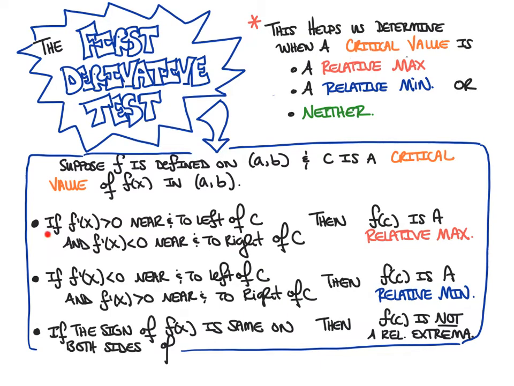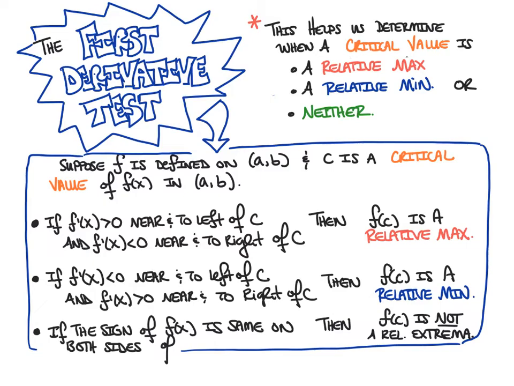First, if the derivative is positive near and to the left of your point c, meaning your car is going uphill to the left of your critical value, and it's negative after, meaning you're going to go downhill after, that means you have a relative max at that point, okay? If the derivative is negative before, so you're going downhill before, so that's to the left, and you're going uphill to the right, that means you have a relative min. That should all make sense. And if the sign is the same, so if you either are continuing to climb or continuing to descend, then you don't have a relative extrema.